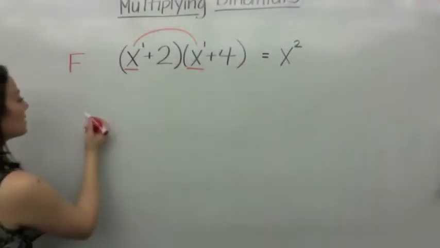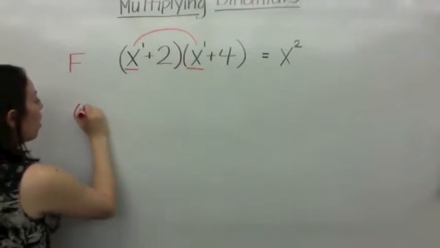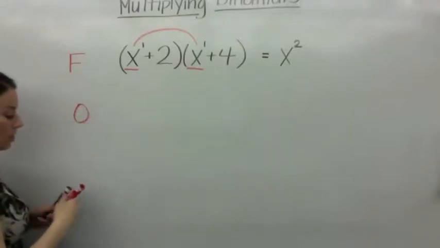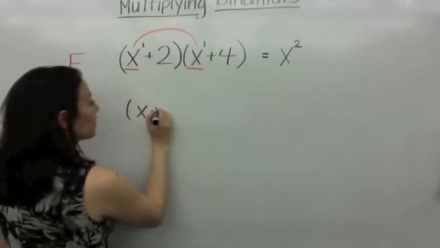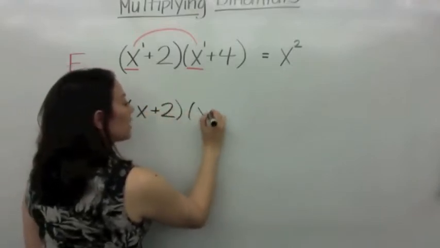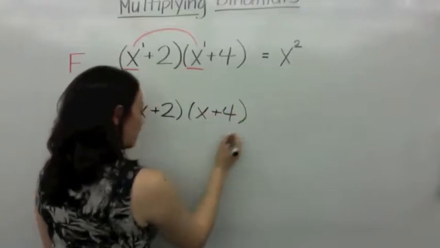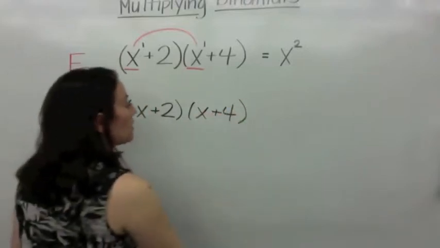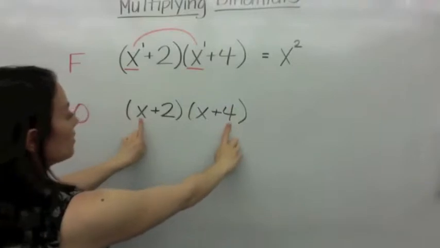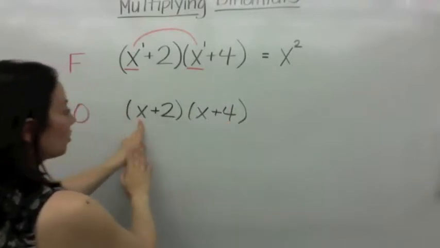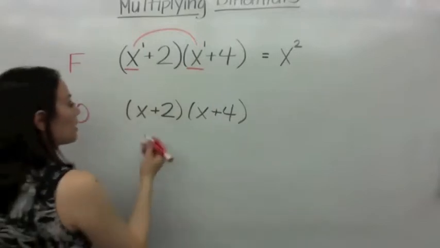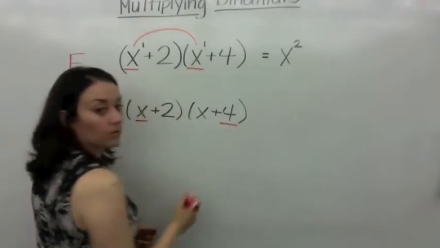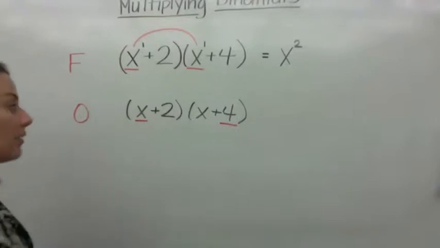Okay, so the next step is to do O, which is the outer terms. So we're going to rewrite these two binomials. It's going to be x plus 2 times x plus 4. Okay. So the outer terms are going to be the terms on the outside, okay? So the term that's on the outside to the right and to the left. So let's underline those. These are the outer terms. So x and 4 are the outer terms.